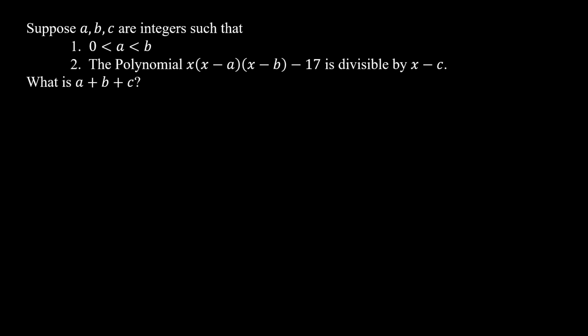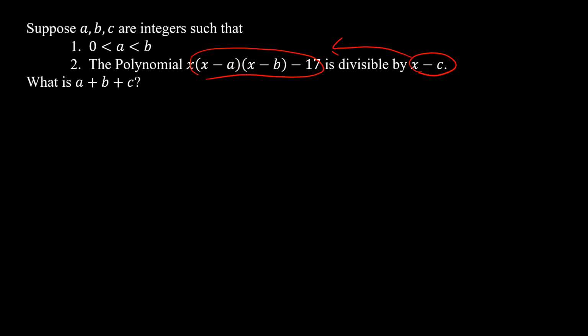Okay, suppose a, b, c are integers such that a is larger than 0 and b is larger than a. The polynomial x times (x minus a) times (x minus b) minus 17 is divisible by x minus c. What is a plus b plus c? x minus c here, we can see it's a factor of this polynomial.